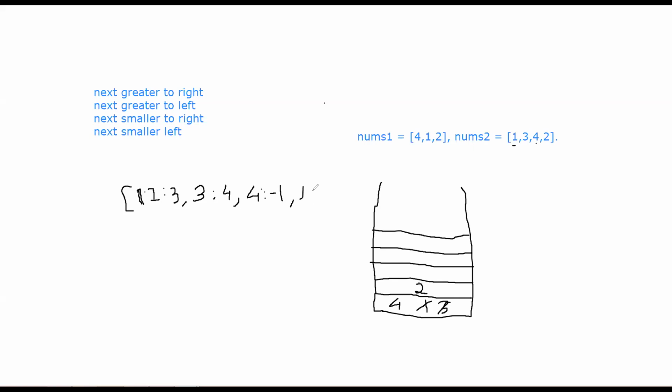Correct. Yeah, but 2 will come first. That's fine in the list. Yeah, 2 will come out first. Okay. Correct.